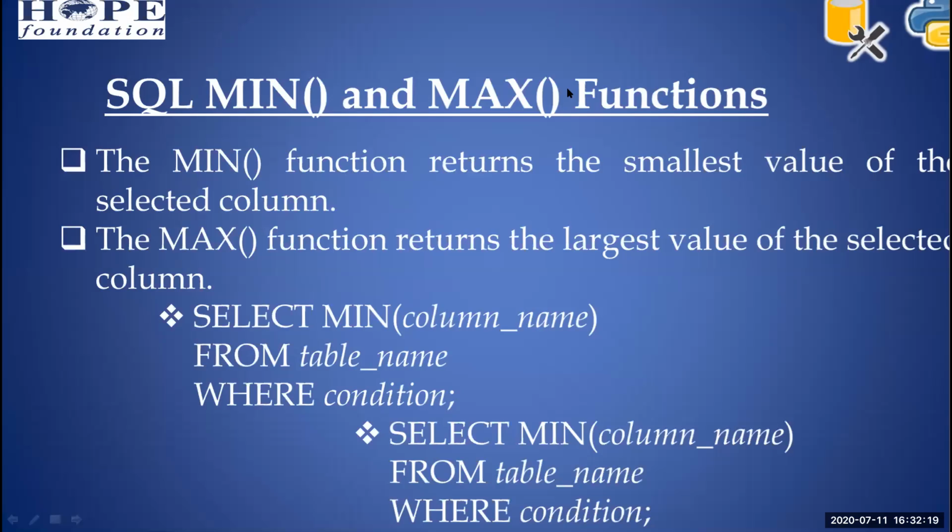Next, the MIN and MAX functions. The MIN function returns the smallest value of the selected column, and the MAX function returns the largest value of the selected column. The MIN and MAX syntax is: SELECT MIN, and inside the parentheses you have to pass your column, the column whose minimum value you want. You have to pass your column name in here. So let's see.